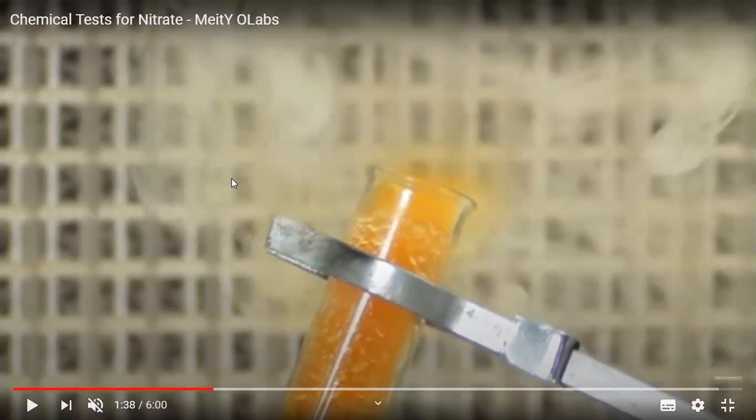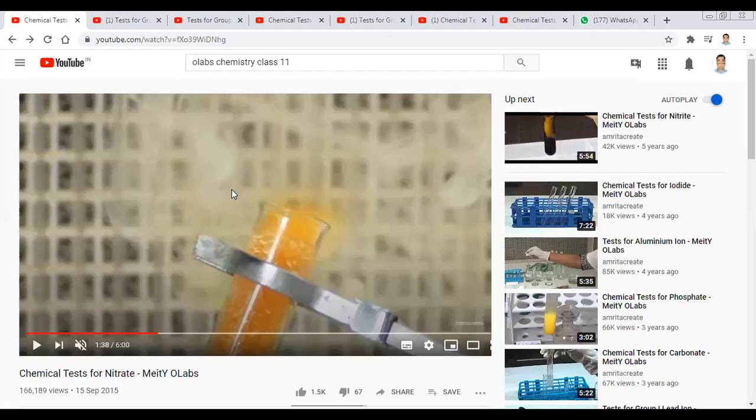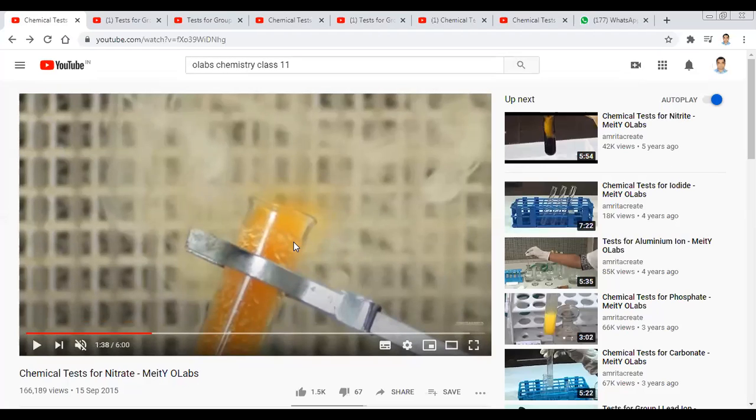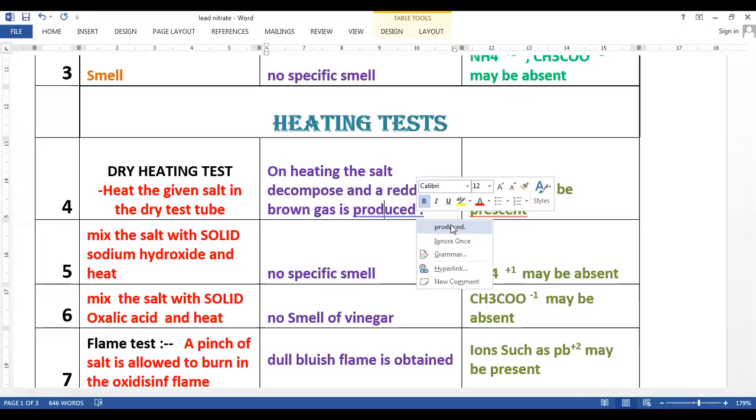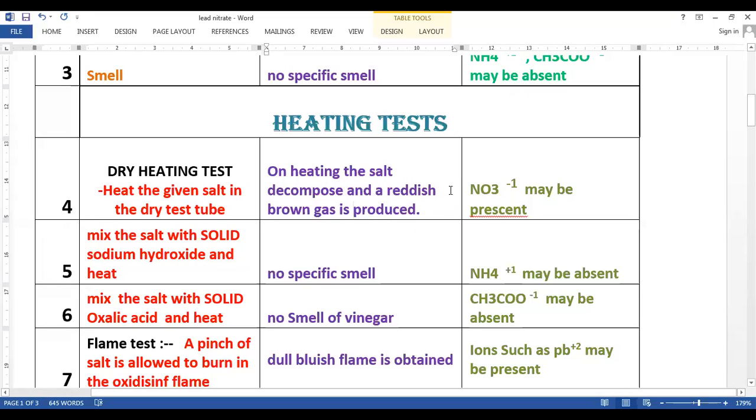Can two more people answer? What have you observed? When we heat the salt, what can you observe? Please answer the question. Hello? So the salt is decomposed. And what happens? The salt is decomposed and reddish brown gas is produced.